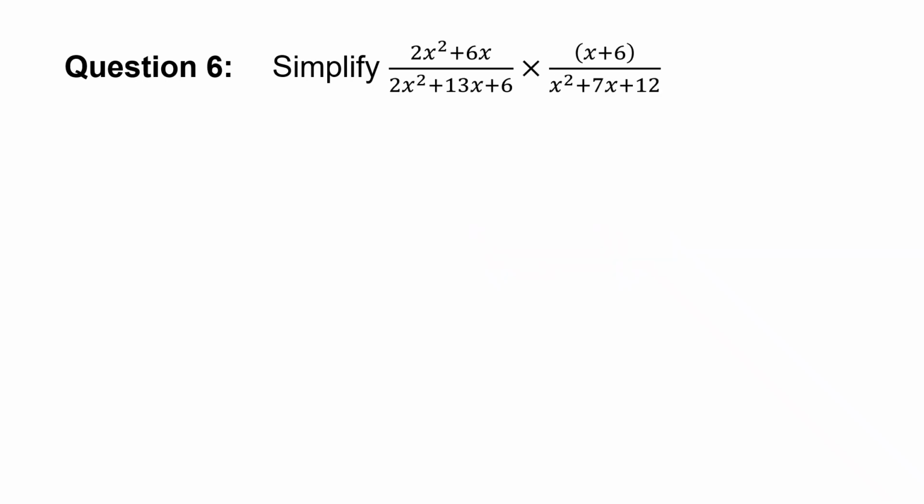Question 6. Simplify (2x squared plus 6x) over (2x squared plus 13x plus 6) multiplied by (x plus 6) over (x squared plus 7x plus 12). So have a go at this, pause the video and come back when you want me to run through the answer.